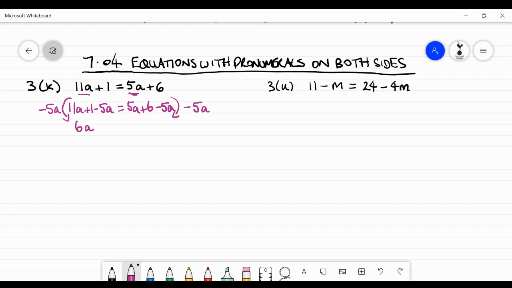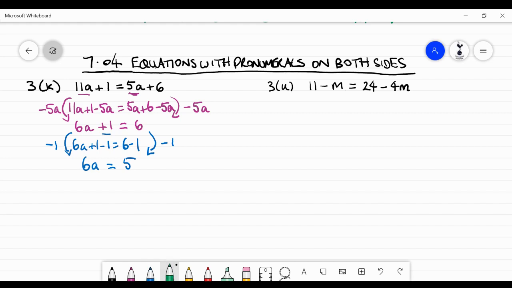So that's 6a plus 1 is equal to 5a minus 5a's cancel, 0a equals 6. And now we've got a two-step equation. First thing we need to do is subtract 1. It's the inverse operation of adding the 1 there. Minus 1, minus 1. 6a plus 1 minus 1 is equal to 6 minus 1. So we get 6a on the left-hand side is equal to 5.